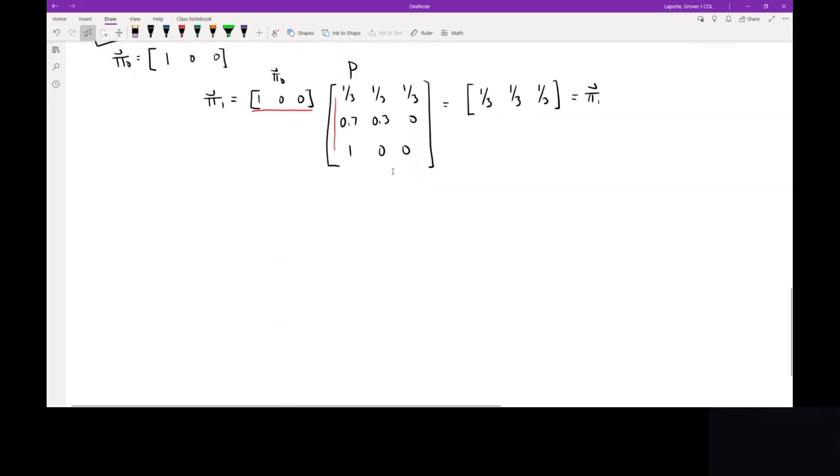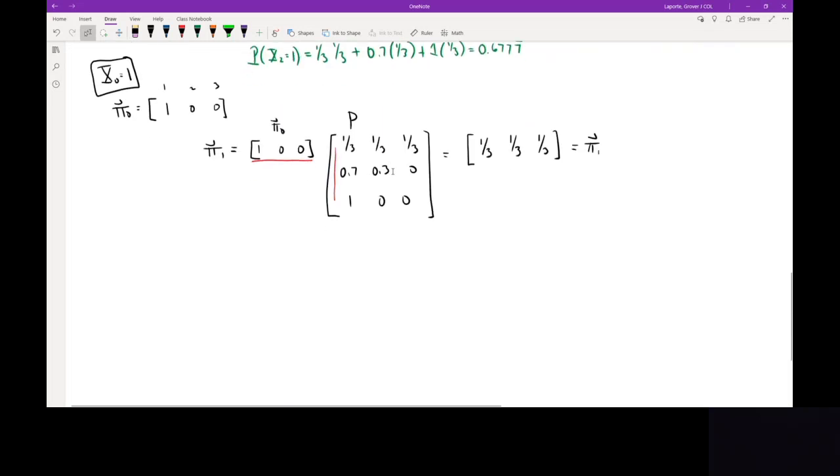The next thing we want to do is use pi 1 to find pi 2. So as you can imagine, if you're sort of following along here, then our second step, if you will, is going to be equal to pi 1 times P, which would be 1/3. It's not going to be quite as easy this time to calculate, but that's fine. We can muddle our way through it.